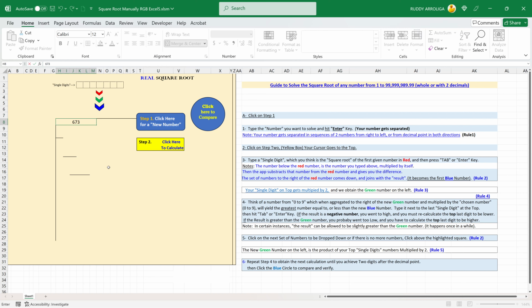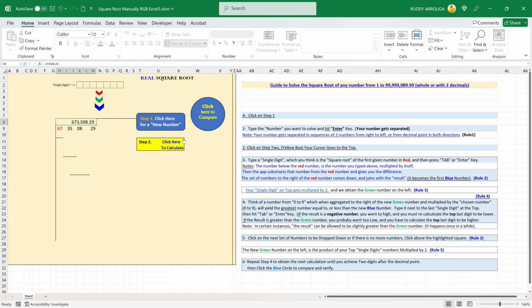Let's say 673,508.29. Enter. Okay, start reading. Your number gets separated in sequences of two numbers from right to left, or from the decimal point in both directions. That'll be rule number 1. We see the decimal point separates the number from the decimal to the right in sequences of 2 and then to the left. Sometimes the last group contains only one digit. If that is the case, it's because this number over here has an extra digit.